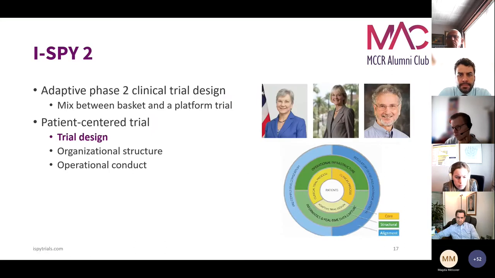Another thing that's important, then they moved to the phase two, the I-SPY 2. It's an adaptive clinical trial design. It's a mix between basket and platform trials. And it's a patient-centered trial, which is very important. You can see the patient is at the center of everything. And the clinical trial process, the informatics, and everything, the core is the patient or the patients.